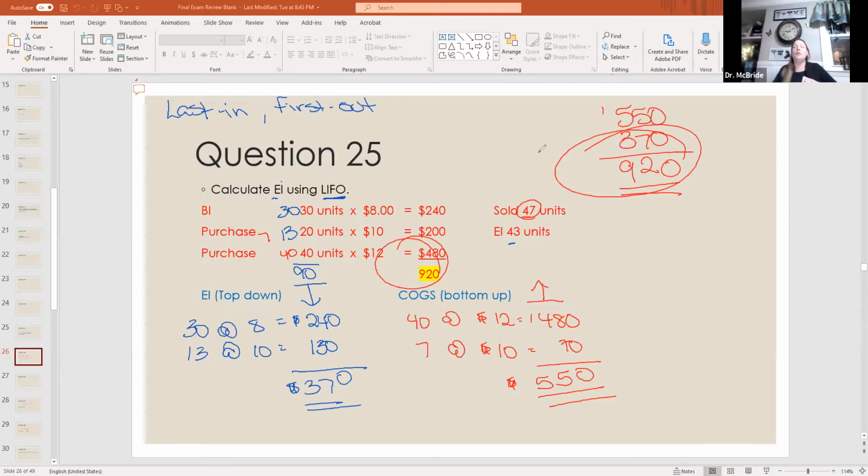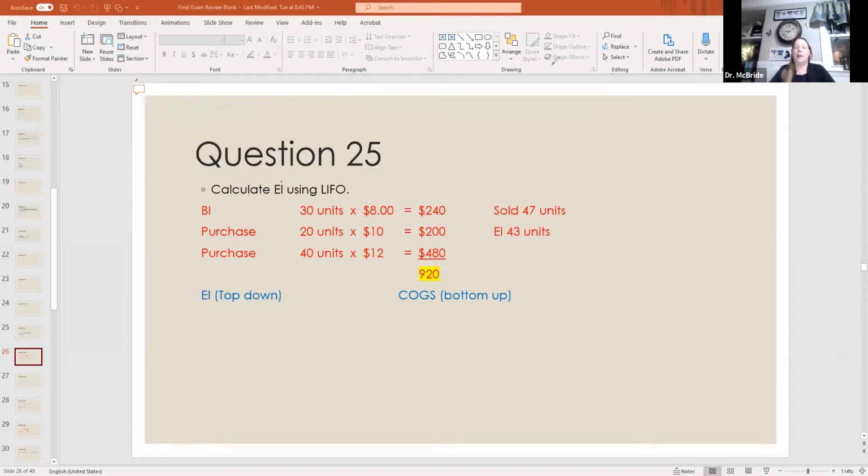But there's several inventory questions. So mostly this was to show you the goods available to sell, and that it all ends up either in ending inventory or in cost of goods sold, because you do have a way to check. I like checking because I don't like to be wrong.